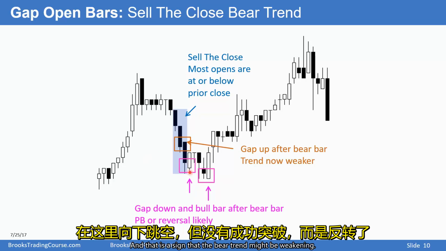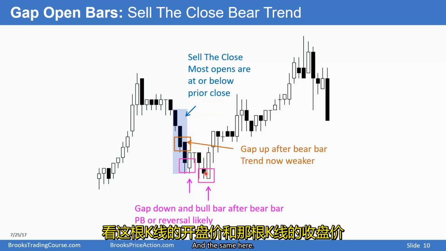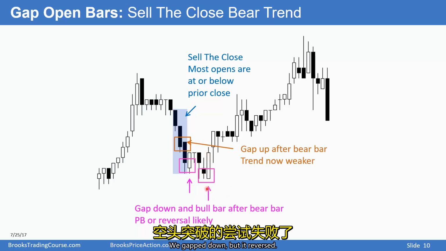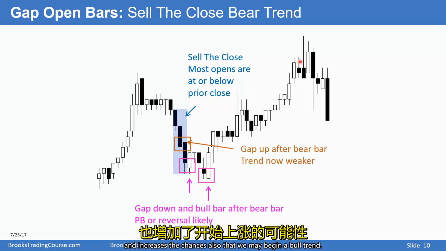We gapped down here, but instead of a breakout succeeding, we got a reversal. And the same here. Look at the open of this bar and the close of that bar. We gapped down, but it reversed. The bear breakout attempt failed. That increases the chances that the bear trend is ending, and increases the chances also that we may begin a bull trend.